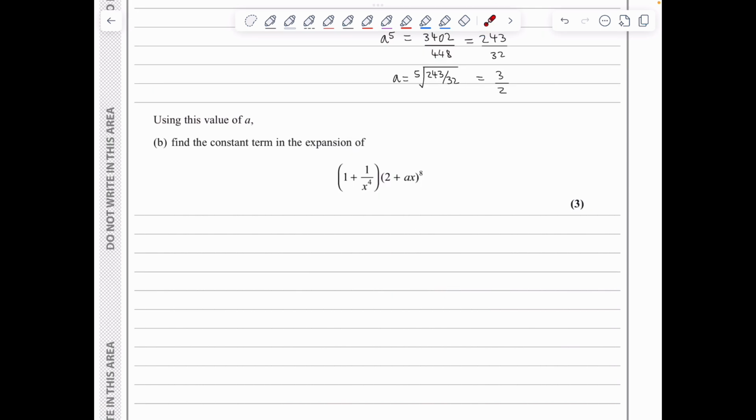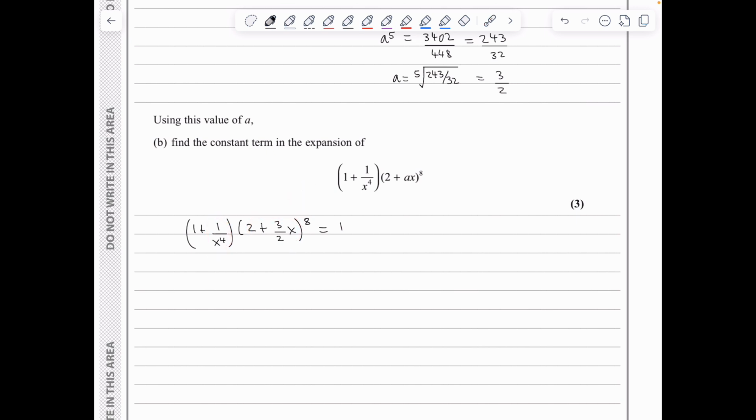Now, using this value of a, we need to find the constant term in the expansion of this expression here. So we're looking at (1 plus 1 over x) to the power of 4 times (2 plus 3 over 2 x) raised to the power of 8. So we are looking for the constant term, and we need to realize here that I need to do the constant times the constant term from this bracket plus the 1 over x to the 4 times the term in x to the 4 from this expansion here. These are the two combinations that can give me a constant term.